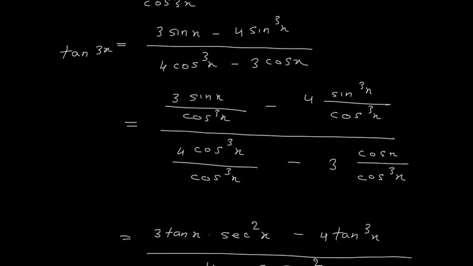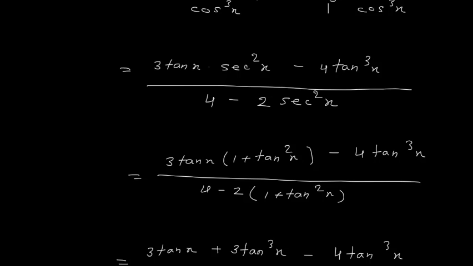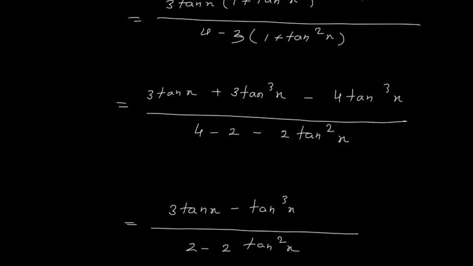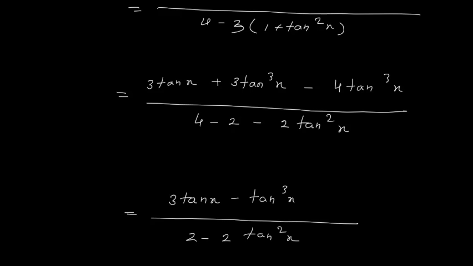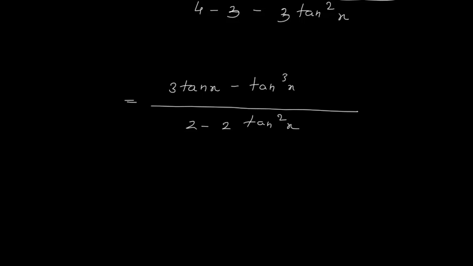So here also it will be 3 sec square x, not 2. This is 3 sec square x, therefore this is 3 tan square x. So this is 4 minus 3 minus 3, so here you have 4 minus 3 as 1. So your formula will be 1 minus 3 tan square x. This is the formula for tan 3x. You could also have derived this tan 3x by using tan of 2x plus x.